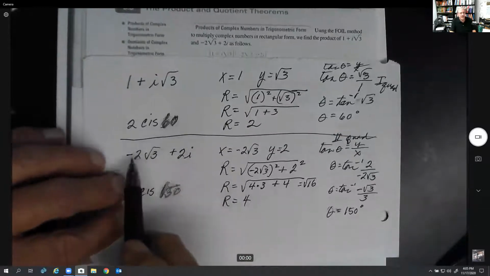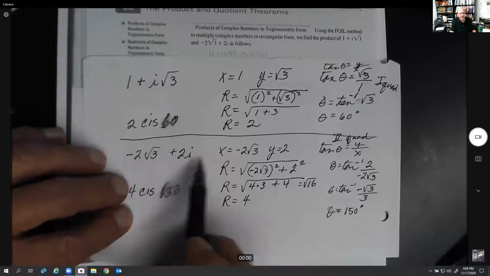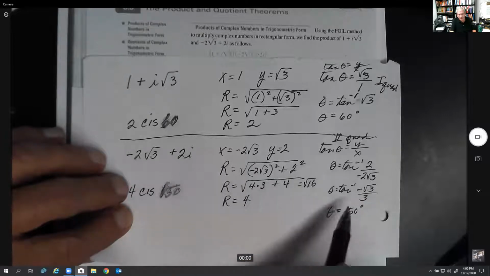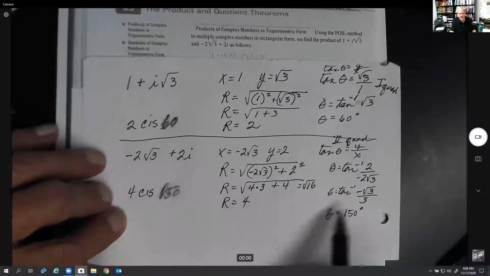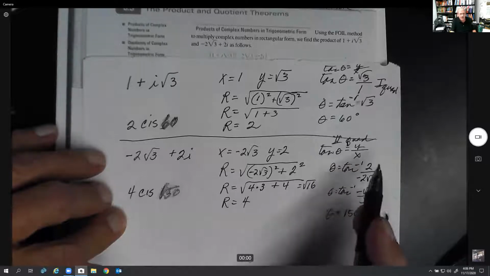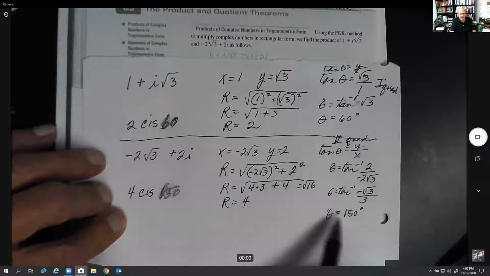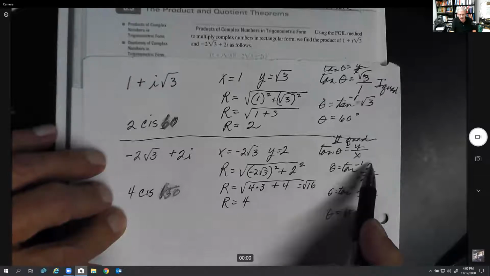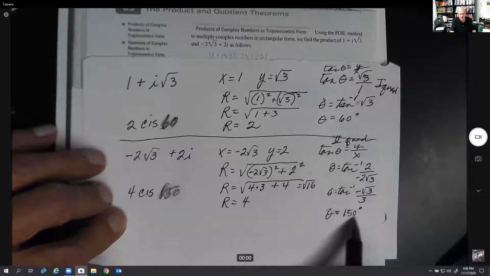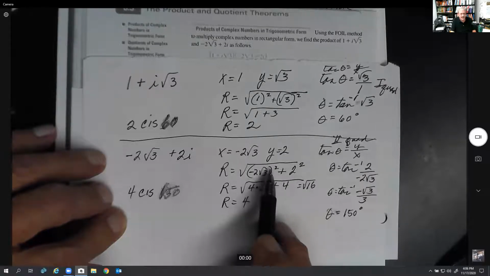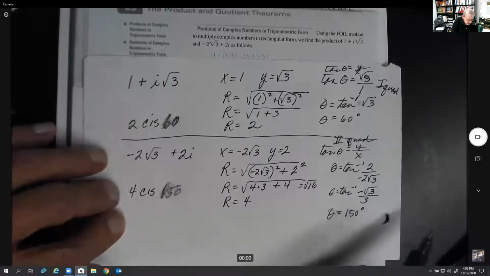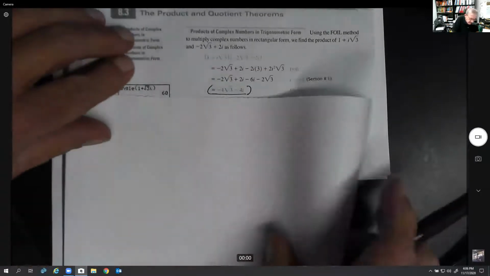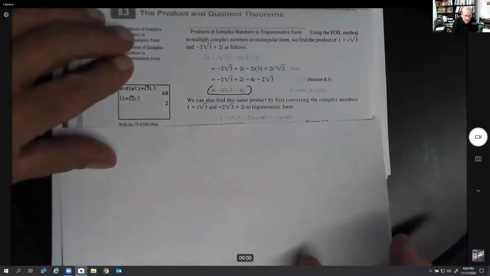And I did the same thing with negative 2 radical 3 plus 2i, and I wrote that all out. And I calculated the radius was 4, and the angle in between was 150. If you want to pause this and look this over, it's fine. Right here I rationalized it to make it a little bit faster. And I realized this was in the second quadrant, so theta ended up 150. So that's basically what they said right here. That's how they got these values.